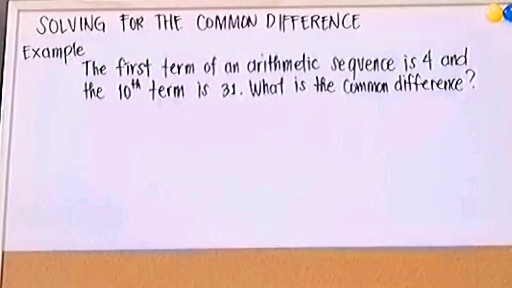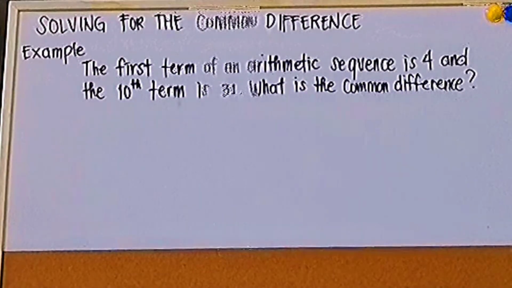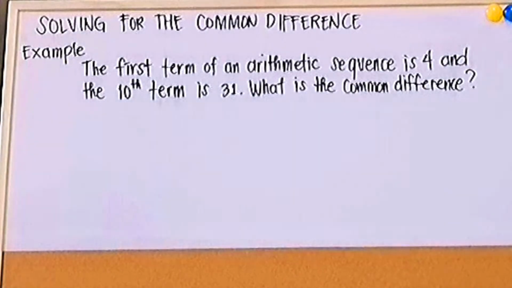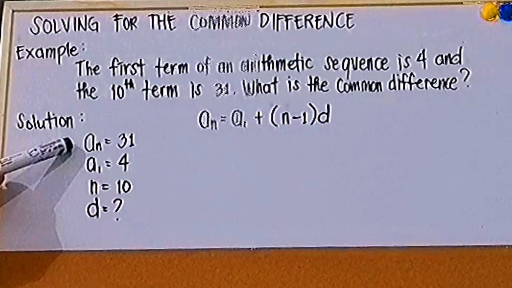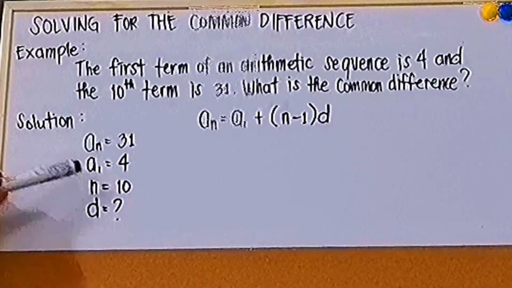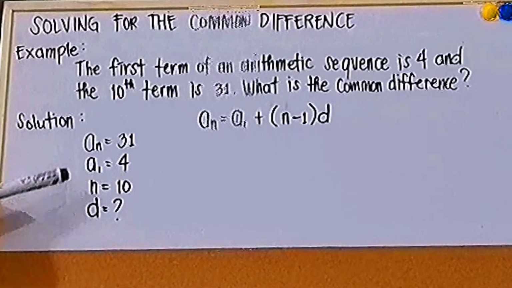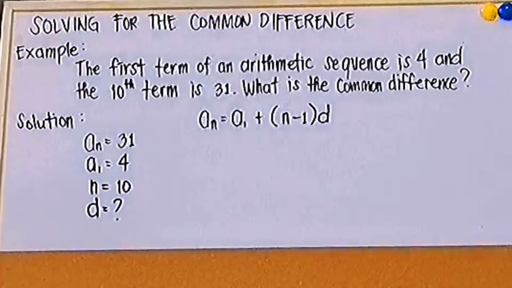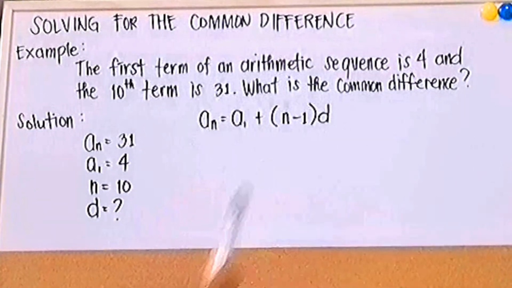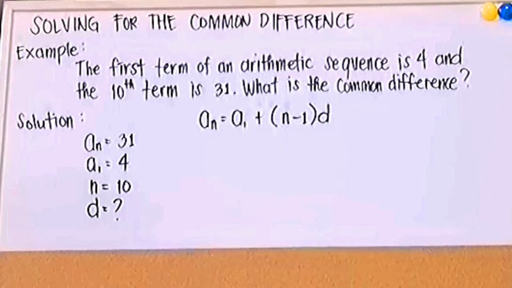How about if you are asked to solve for the common difference, wherein the nth term is given? So example, the first term of an arithmetic sequence is 4, and the nth term is 31. What is the common difference? Now, to solve that one, first we write the given or the knowns. Nth term is 31. First term is 4. n is 10, while the common difference is unknown. To solve that one, we still use the same formula, and we substitute the following given.